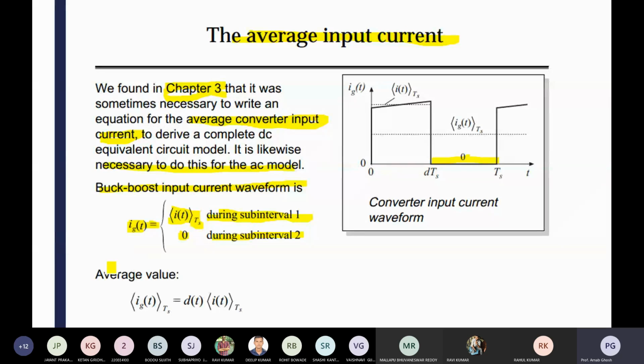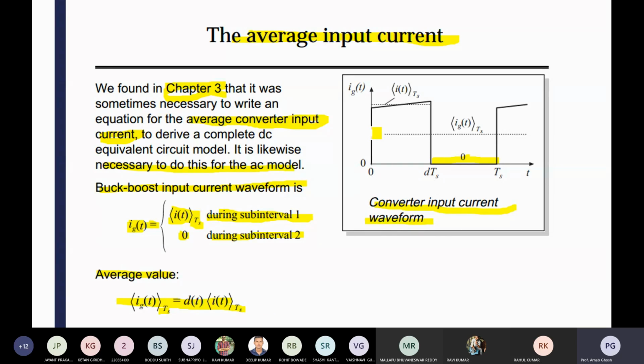So what is your average value? You can multiply IT TS into dt. Basically d dash t multiplied with 0 means definitely it will be 0. So it is plus 0. IG average over the cycle, then IT means current averaged over the time period TS plus 0. So you will get that. It is your average current, and you can observe the converter input current from nature over here.